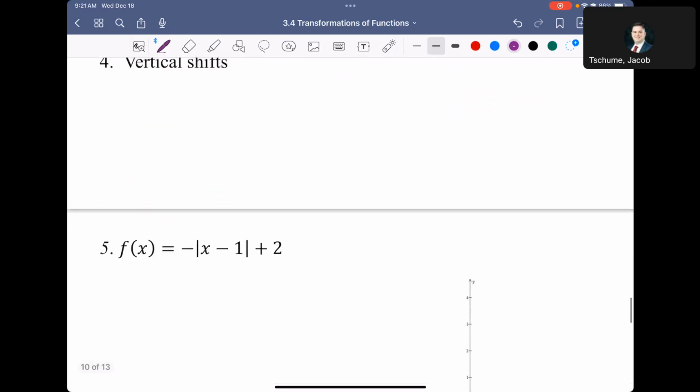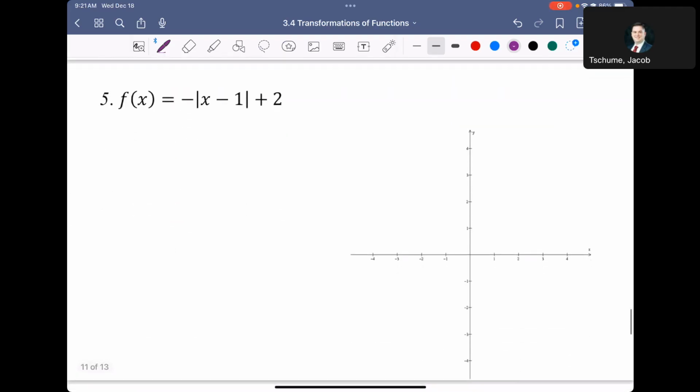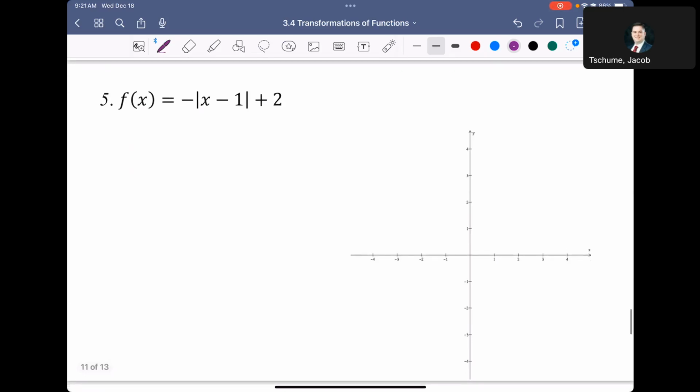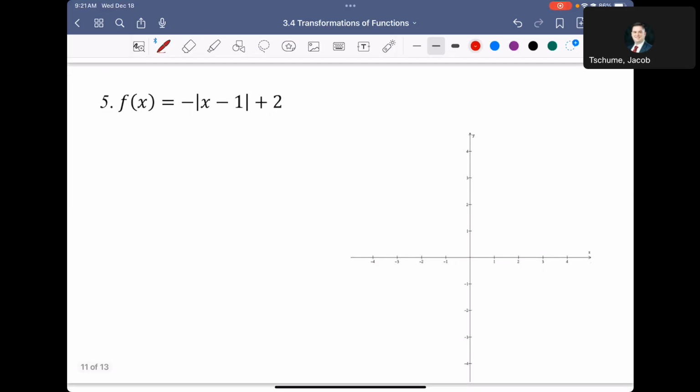For the last few slides, I'm going to combine multiple different transformations into one, and we're going to draw and sketch these together. Beginning with number 5 here, you have f of x equals the negative absolute value of x minus 1 plus 2. Now, before I do any of my transformations, like I've been showing y'all on every graph so far, I see absolute value. So I know in my mind, my original graph is a V shape.